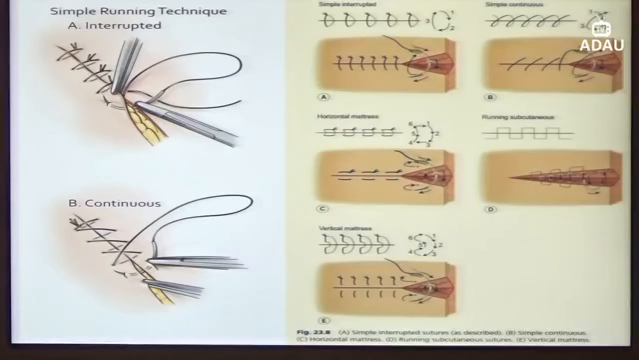But in the simple interrupted technique, we should apply each stitch after cutting the threads, and after that apply again, each stitch, second stitch, third stitch. And with the continuous suture, when we inject one stitch with the needle holder, and when we want to remove it after 14 or 10 days, we should remove each stitch separately.